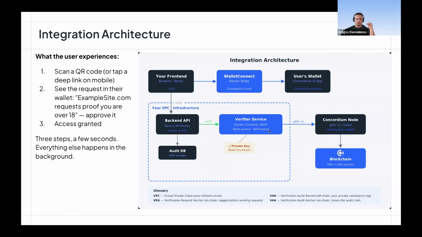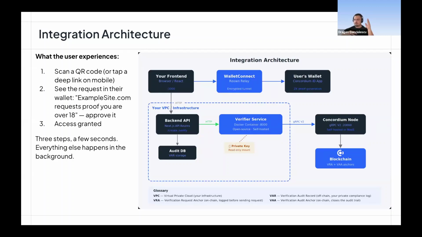This has a private key that is read-only because it will actually deploy transactions on chain. Now, once you go out, this will all communicate with the blockchain through a Concordium node. And then on the chain, you will have 2 more anchors, which are going to be the verification request anchor. This is on chain, and this is logged before sending the request. So the moment a user enters your website and starts the verification process, this will be logged. We will explain all of the anchors in detail.